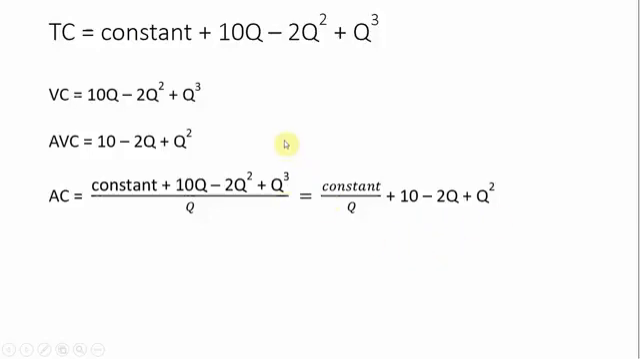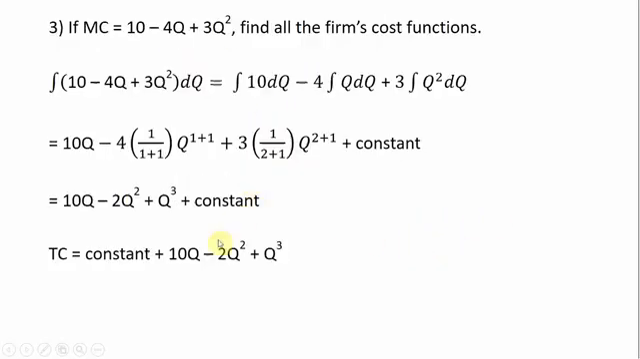And we could double check our answer. Is the derivative of total cost indeed giving us this marginal cost equation? The derivative of a constant plus 10q minus 2q squared plus q cubed does give us this. The derivative of 10q is 10. The derivative of minus 2q squared is minus 4q. And the derivative of q cubed is 3q squared. The derivative of a constant is 0, so it doesn't show up in marginal cost.